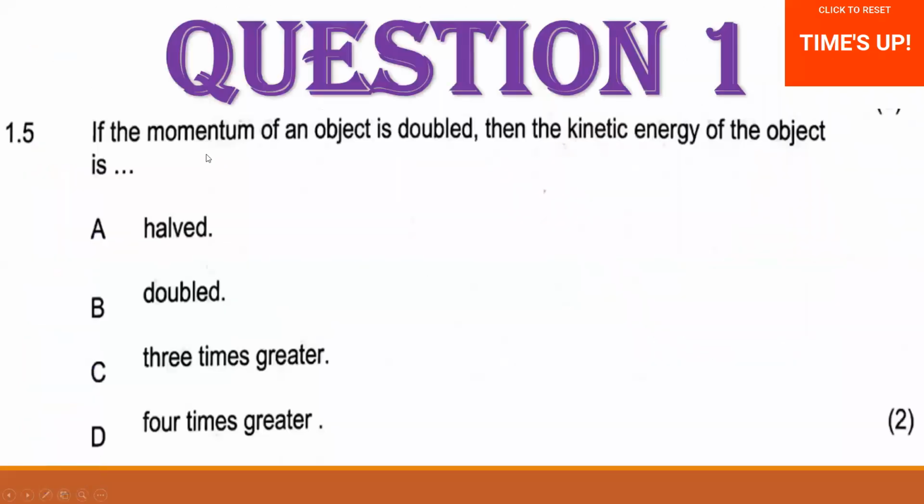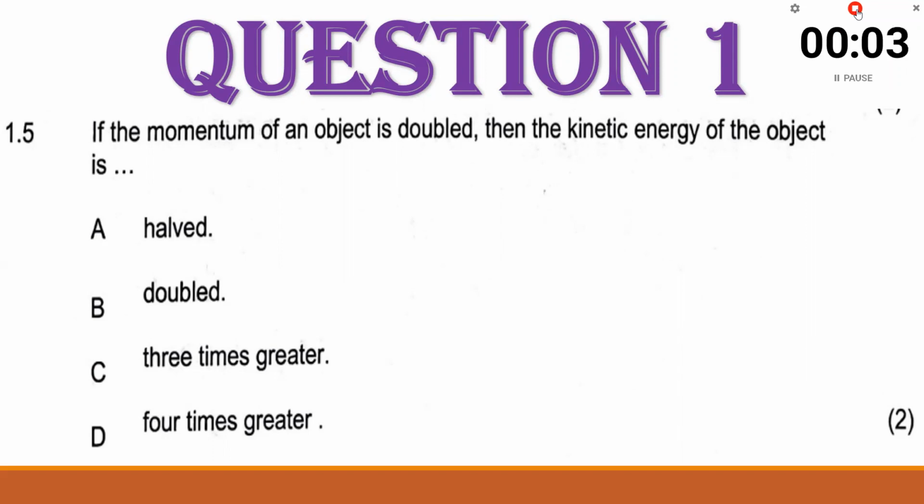Question 1.5. Okay. If the momentum of an object is double, then kinetic energy of object is what? Your time starts now. You must just remember momentum and kinetic energy. So definition between momentum and kinetic energy, we should remember. Momentum formula and kinetic energy formula. Yeah, you have time, last 5 seconds.